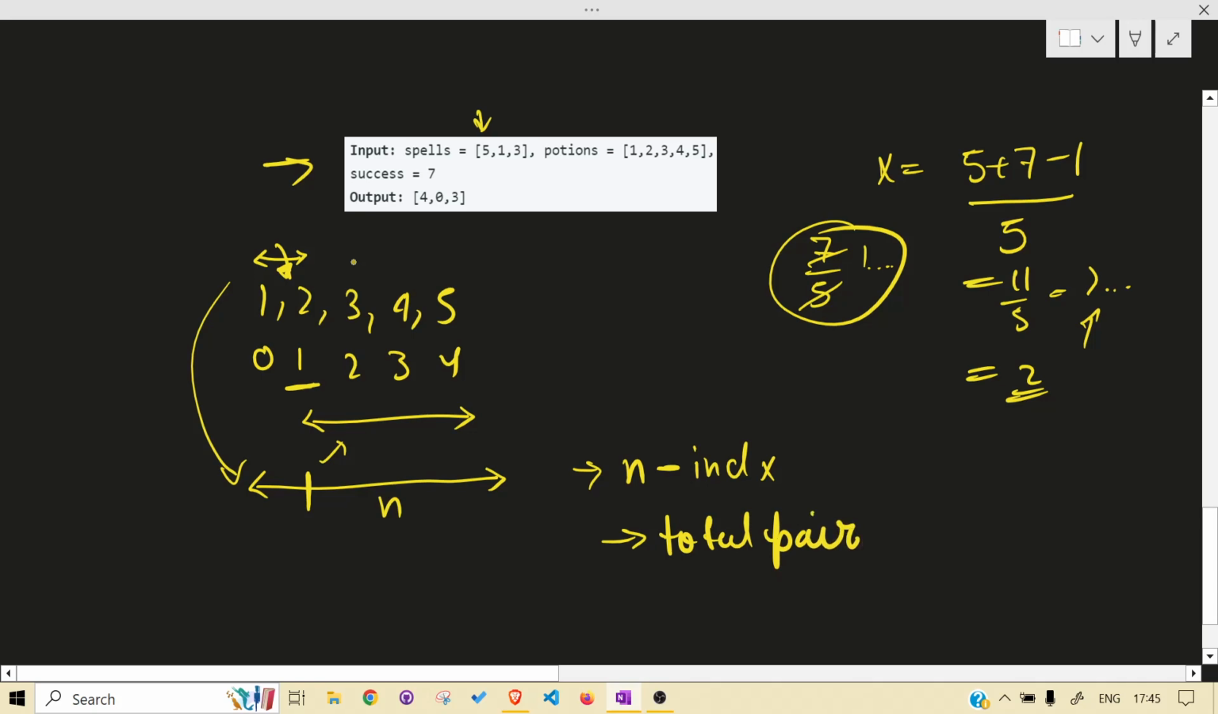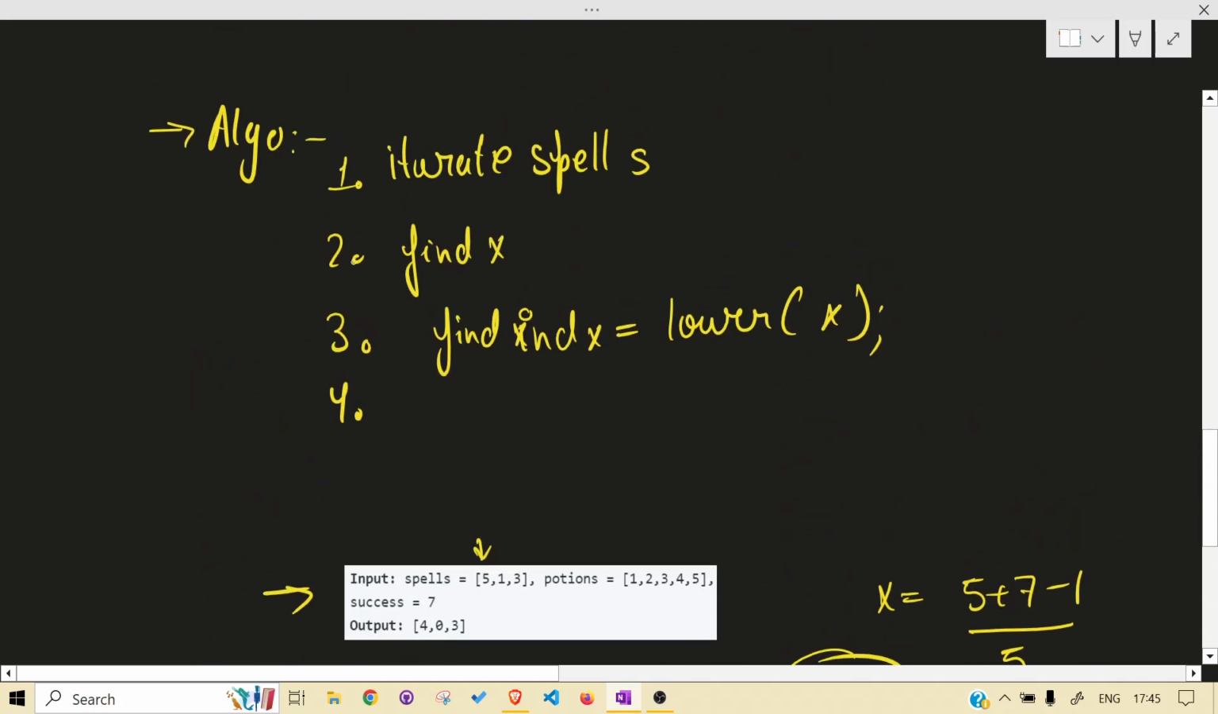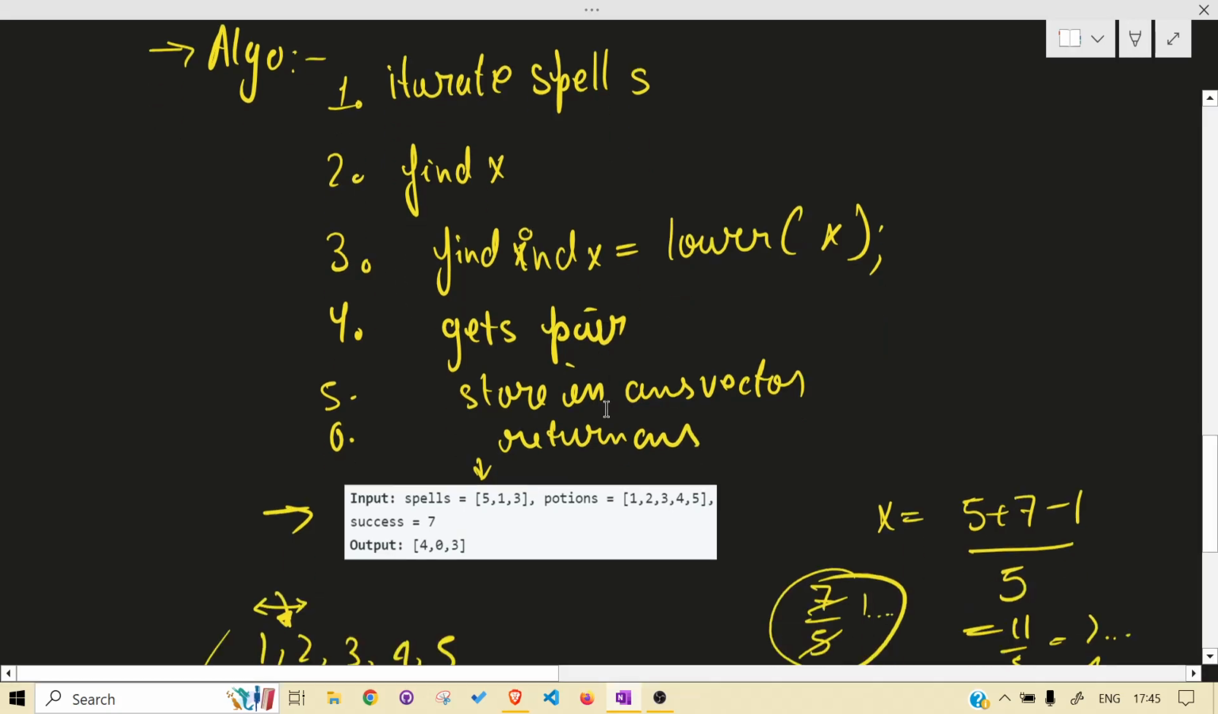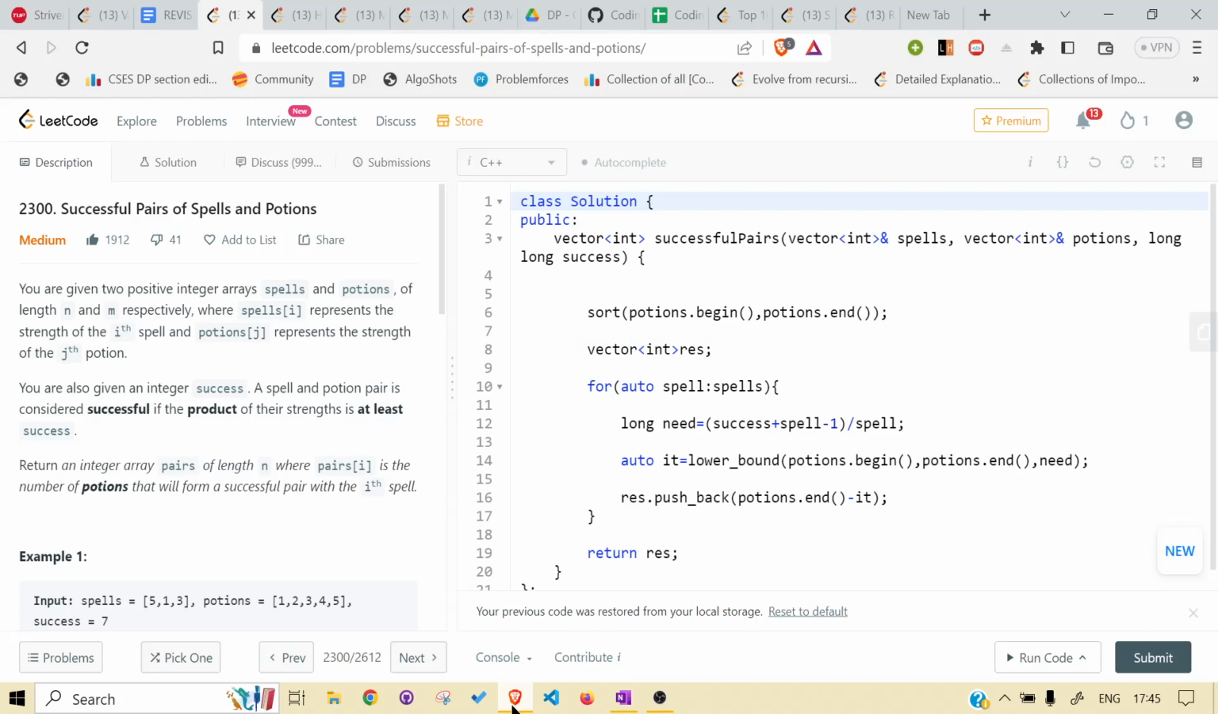So I hope this much is clear. So the fourth one is get the pairs, and when you get that, store it in the answer vector and return that. After iterating, return that answer vector. I hope this was clear. Let's see the code, and I will try to run it also to have a better understanding.